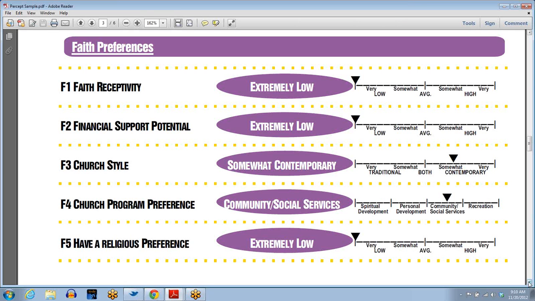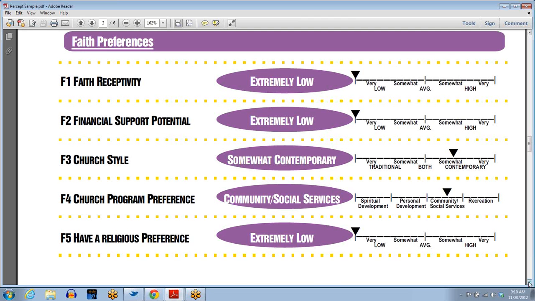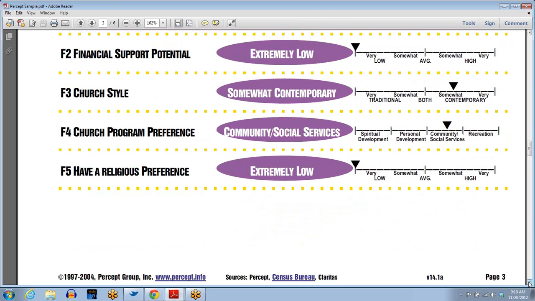Extremely low financial support, ability to support a ministry. Their church style is contemporary, somewhat. Their program preference is for their community, back to their issues and their concerns with the community. So they're not looking at spiritual development or personal development or recreation. They're looking at fixing the community. And their religious preference is extremely low, so they don't have a preference.